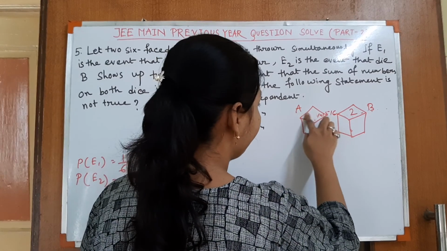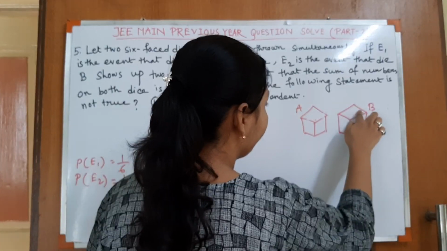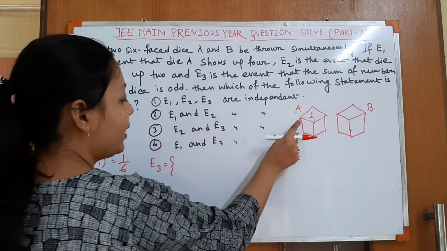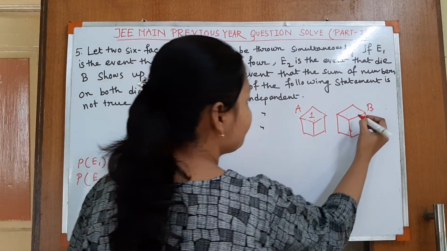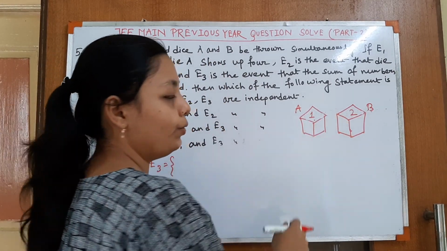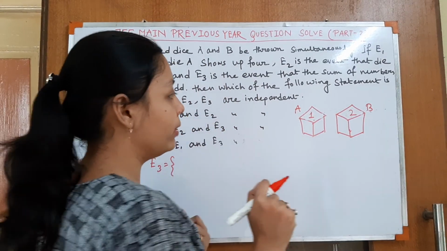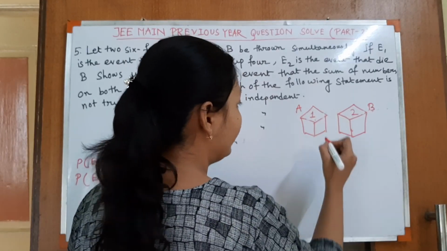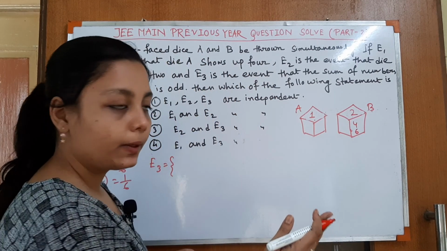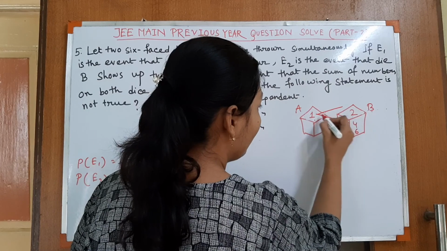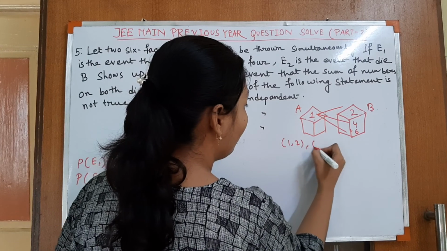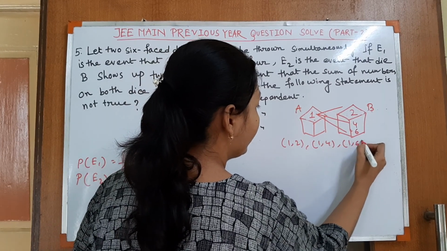That is, if die A denotes 1, then the other must be 2, since 1 plus 2 gives 3, which is an odd number. Also, for this one, we take 2, 4, 6. That is, for one element, we get 3 pairs: 1, 2, 1, 4, 1, 6.